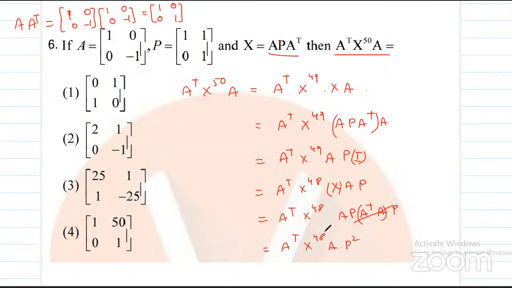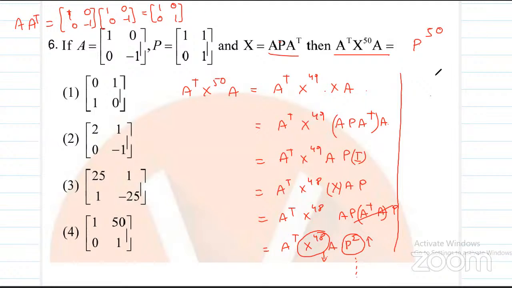You should keep on reducing the power of X, and the power of P keeps increasing. In the end you'll get P to the power 51. So this has to be continued till the end, and the entire thing is nothing but P to the power 50. Correct. So we just have to find what P to the power 50 is.